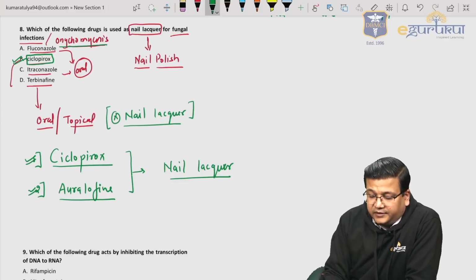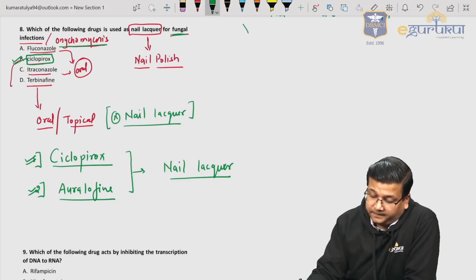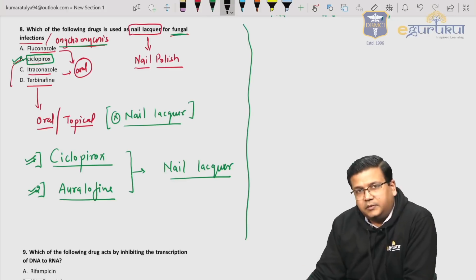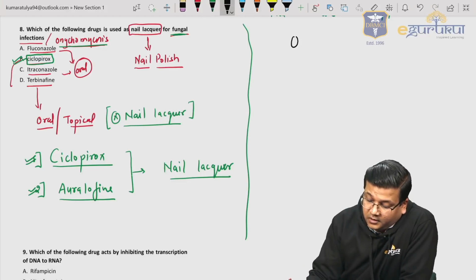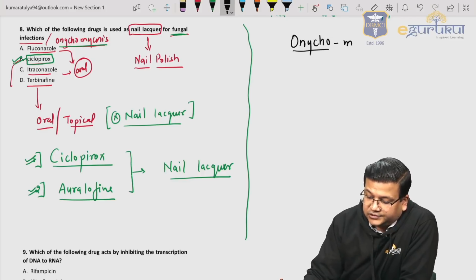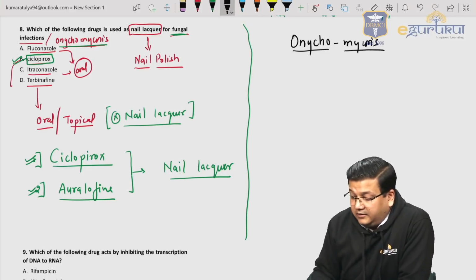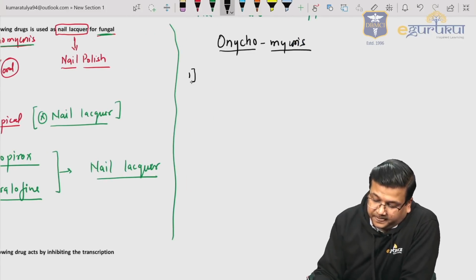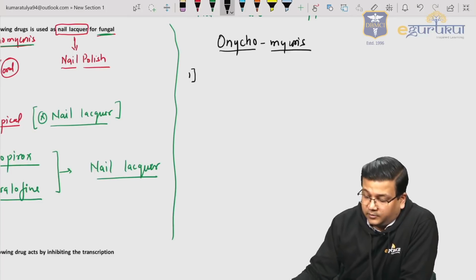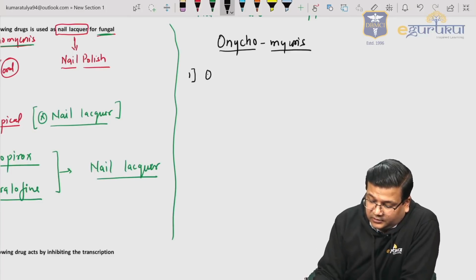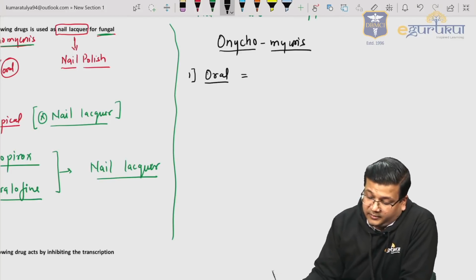If suppose instead of fungal infection onychomycosis was written, then we should also look at the treatment of onychomycosis. So you see, onycho means nail, mycosis. So it's a dermatophytosis affecting nails, onychomycosis. Now there are two kinds of treatment available for onychomycosis. One is the systemic or the oral drugs. In the systemic or the oral drug, remember the drug of choice is terbinafine.